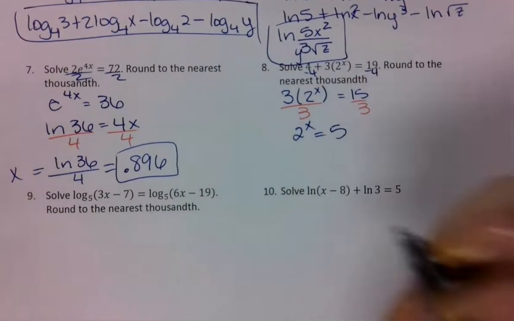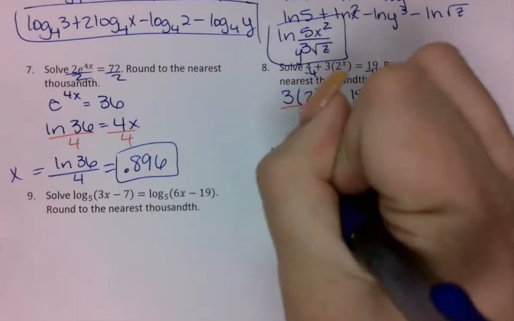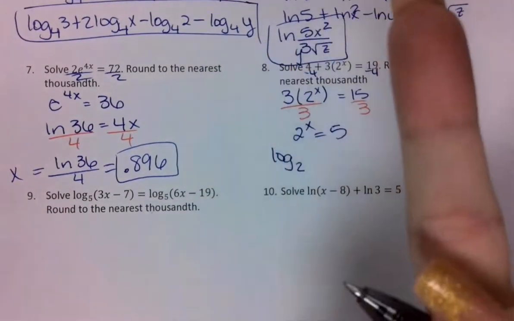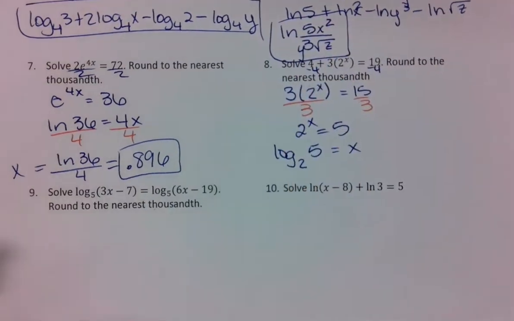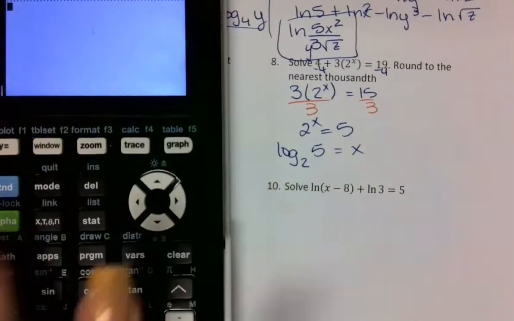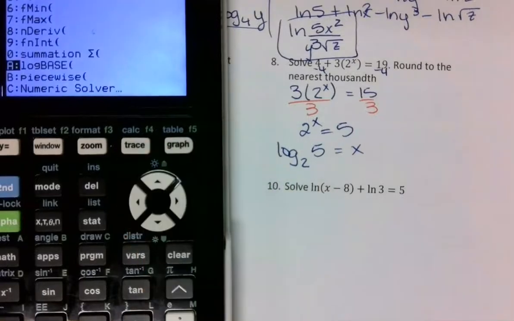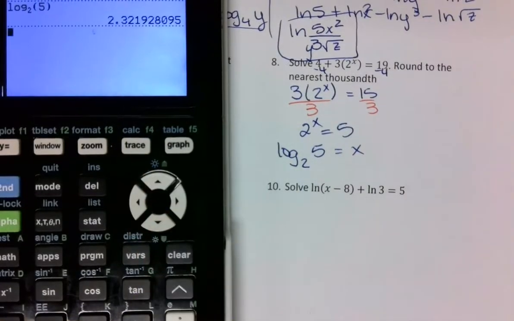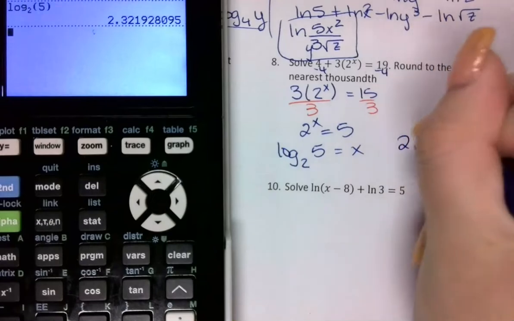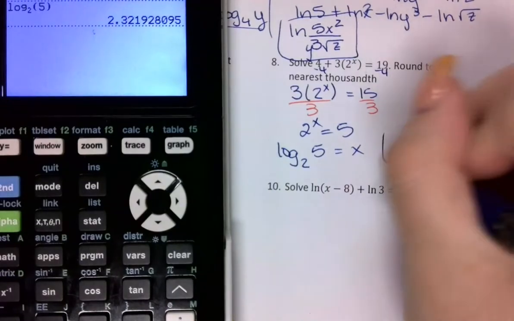I can rewrite this as a logarithm. It's going to be log base 2. Then my exponent and answer switch places. So it's going to be log base 2 of 5 equals x. Then I can just type this into the calculator. I'm going to go to math, log base, type in 2, type in 5. This is going to give me 2.322.